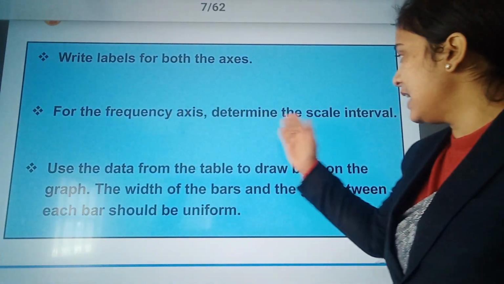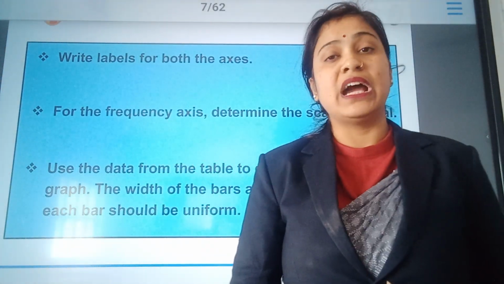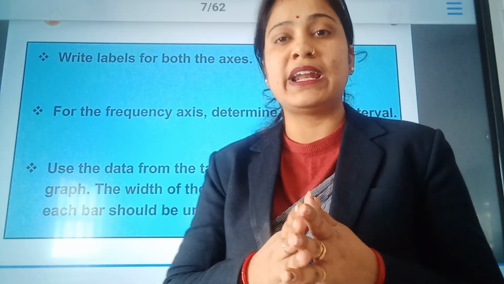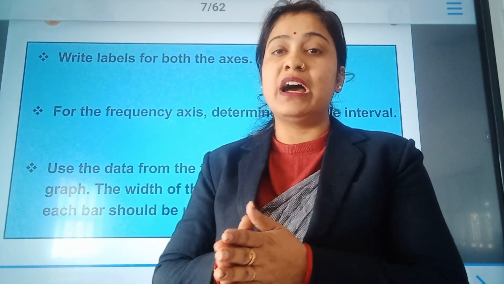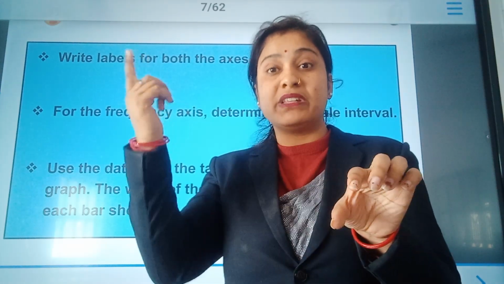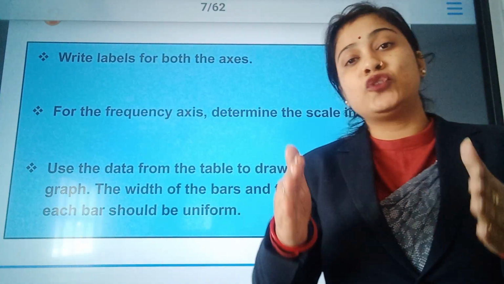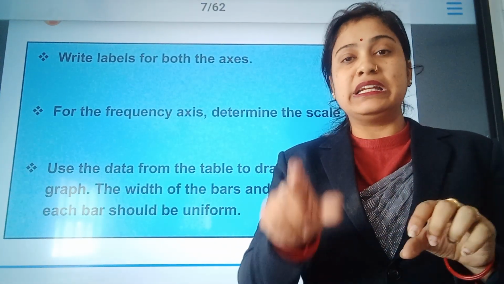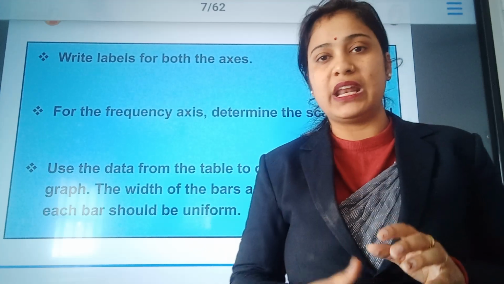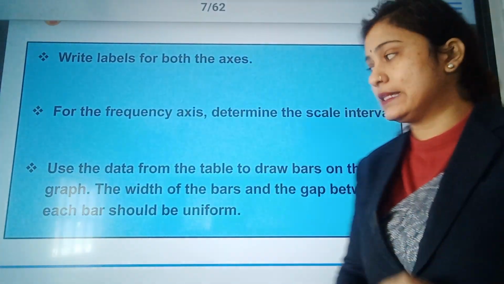Then, for the frequency axis, determine the scale interval. We have to determine the scale for a particular axis. For example, if we are taking a gap of one block on the graph, what does that one block represent? If we are taking a gap of 2 blocks or 3 blocks, what is the range we are considering one block to be? All those scalings we have to do for both the axes.